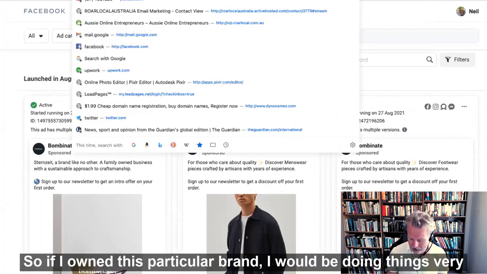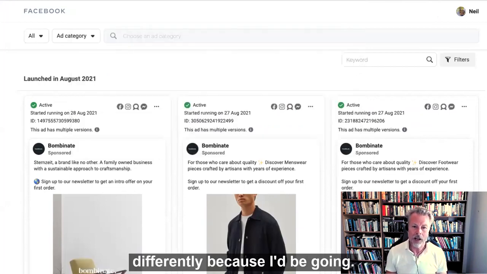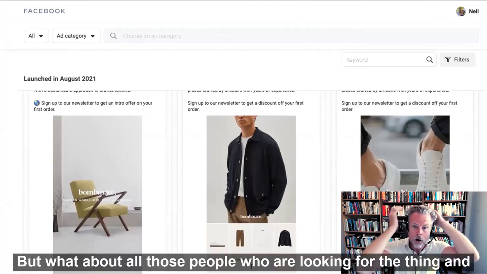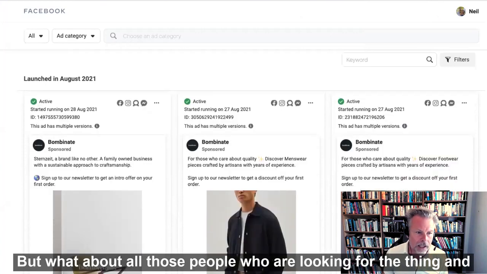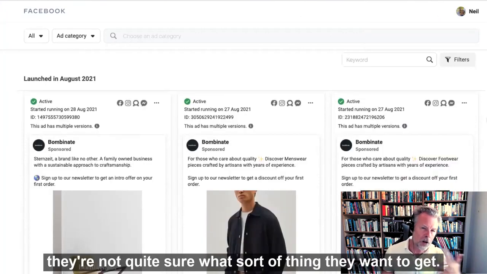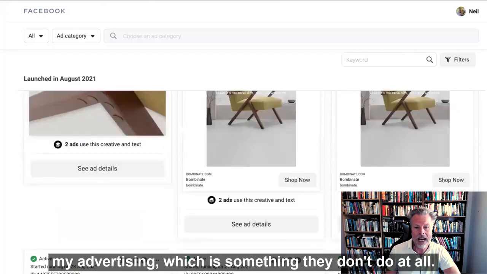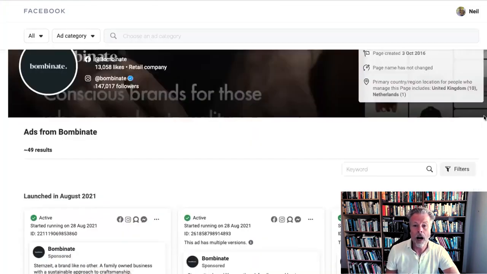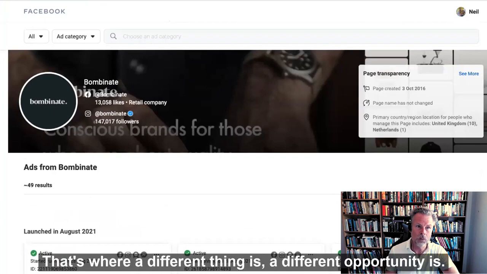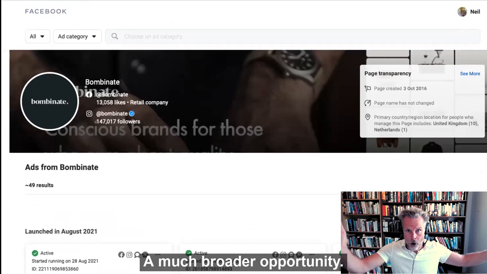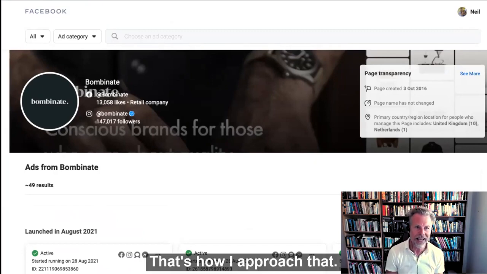So if I owned this particular brand, I would be doing things very differently, because I'd be going, okay, well, now I've got my bottom of the funnel sorted out. Great, that's cool. But what about all those people who are looking for the thing and they're not quite sure what sort of thing they want to get? They know they need the thing, but they don't know which one of the thing they need. I'd be aiming my advertising, which is something they don't do at all, at those people. That's where a different opportunity is, a much broader opportunity, okay? That's how I'd approach that.